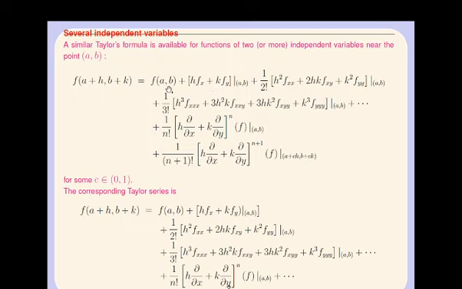So the value of f at the point A, B plus, here in the one variable case you have f dash A, the derivative of f at A, but here in the case of two variables it is the partial derivatives, h into fx plus k into fy evaluated at the point A, B plus, as in the one variable case, here also you have 1 by 2 factorial into, now look at this term, h square fxx plus 2hk fxy plus k square fyy evaluated at the point A, B.